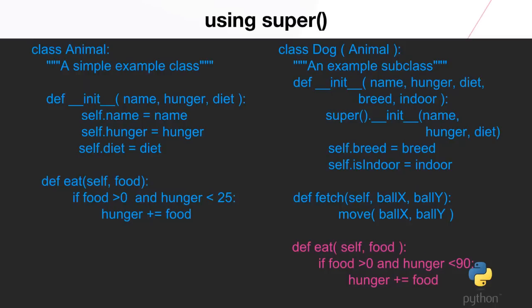This is not the same for all animals. So if I have a dog object now and I call the eat method, it's going to look first in the dog class. Because it finds an eat method, it will use that eat method as opposed to the one defined in the parent class. Okay?